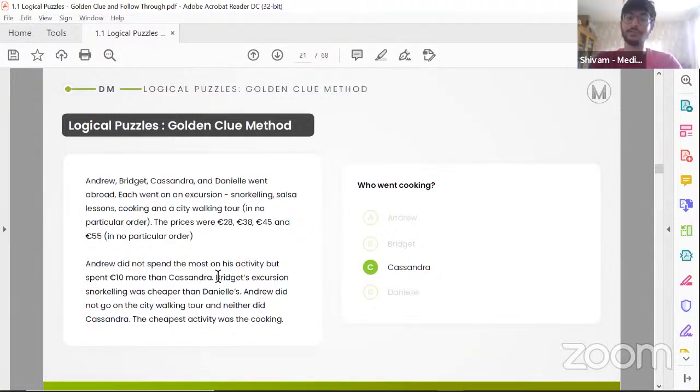So this is what I'm saying. You don't need to match everything up. A lot of you trying to do this question probably tried to figure out, okay, who spent 45, who spent 55 euros. Again, that's a lot of time wasting. It was very easy, two steps.